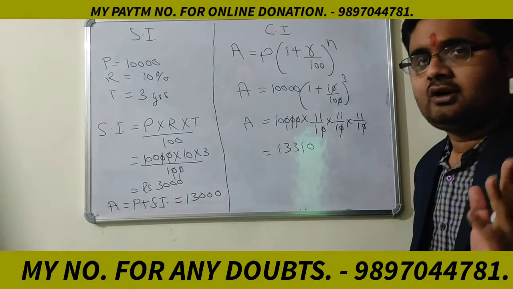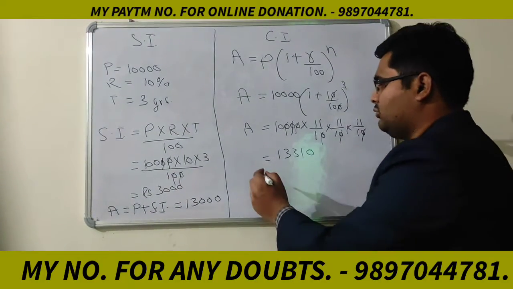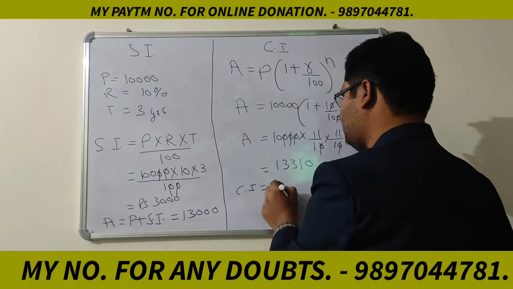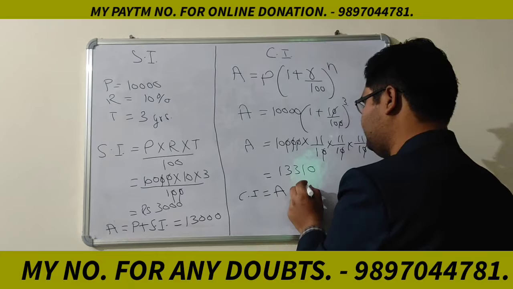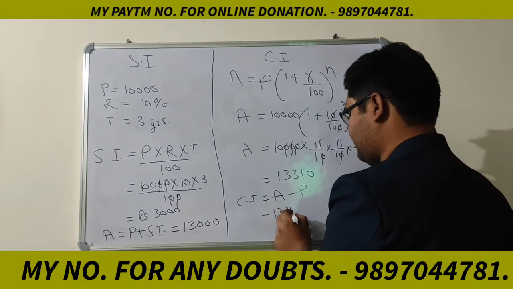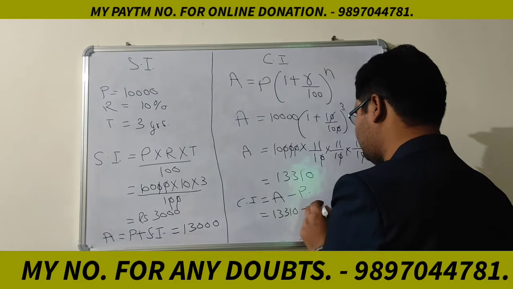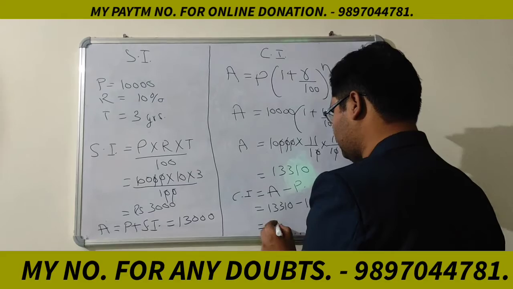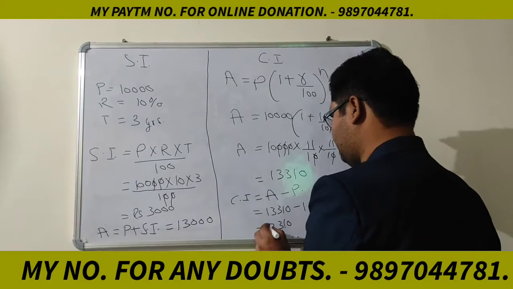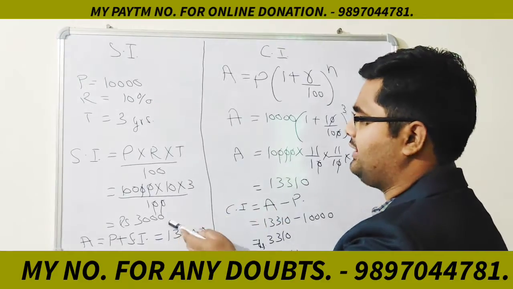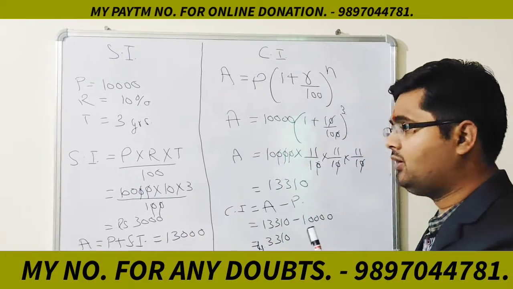Now you have to calculate the compound interest. So compound interest equals amount minus principal. That comes out to be 13,310 minus 10,000, which comes out to be 3,310 rupees.